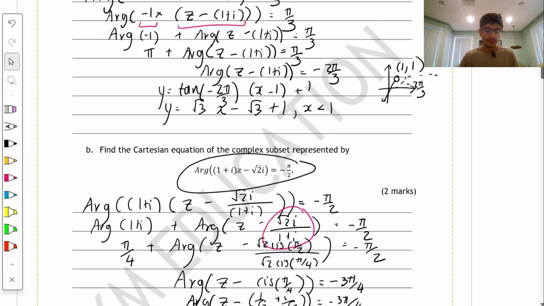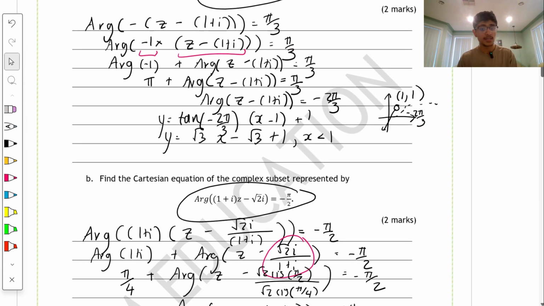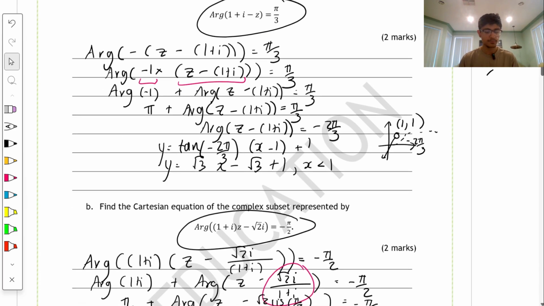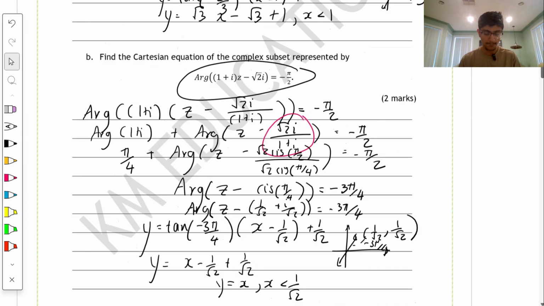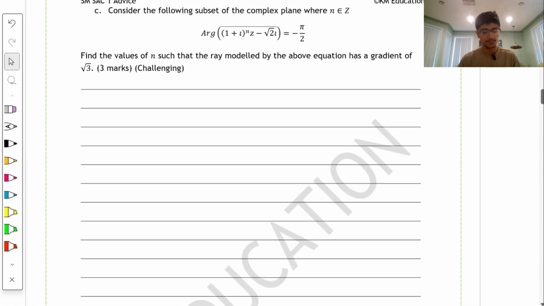So yeah, as we can see for these past two questions, it's really about converting it to something you already know and then solving it from there. So if you ever have alternative equations of ray, make sure you use those argument rules to convert it to the standard form. We look at part C now. So part C is a little bit more tricky, but we can definitely manage it. We've got a subset of the complex plane with this really messy equation, and it says find the values of n so that the ray has a gradient of square root 3.